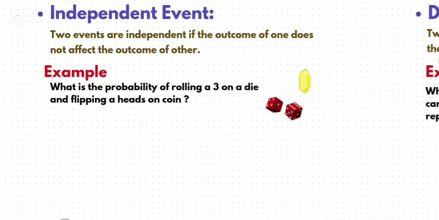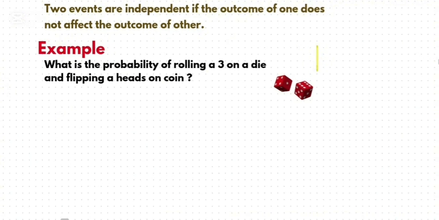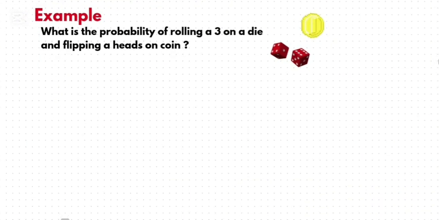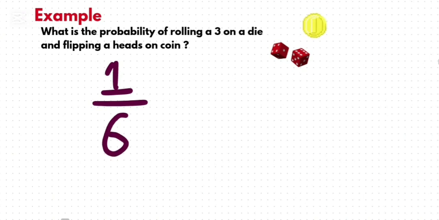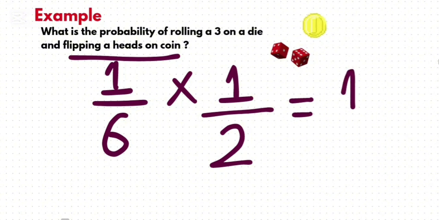What is the probability of rolling a 3 on a die and flipping a heads on the coin? So we will multiply the probabilities. It becomes 1 by 6, because the die has one face with a 3 and the total is 6. The other event is flipping a head. Head has one face and the coin has a total of 2 faces. When we multiply them, it becomes 1 by 12.